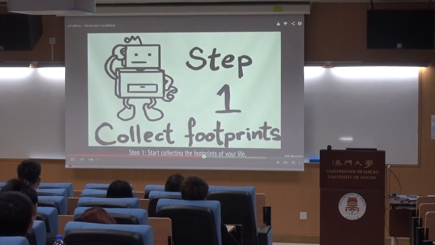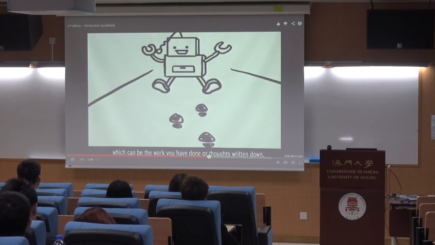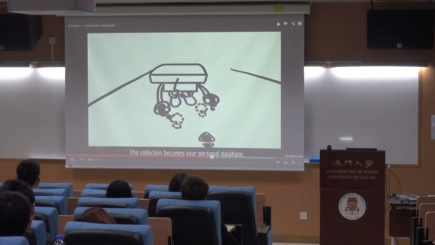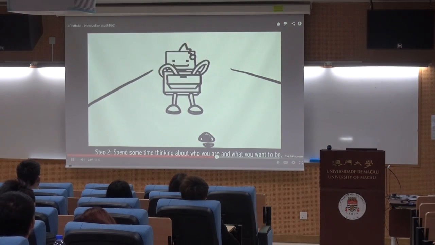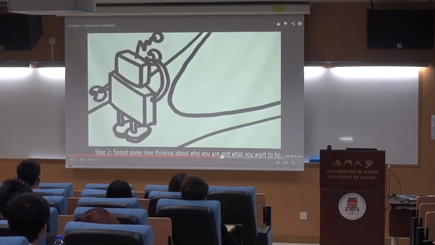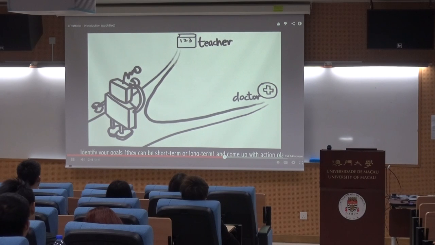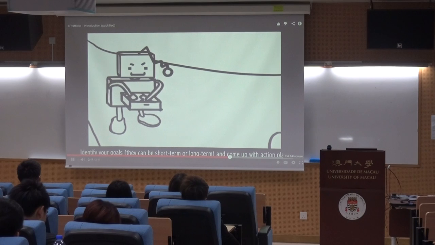Step 1. Start collecting the footprints of your life, which can be the work you have done or thoughts written down. The collection becomes your personal database. Step 2. Spend some time thinking about who you are and what you want to be. Identify your goals. They can be short-term or long-term, and come up with action plans.